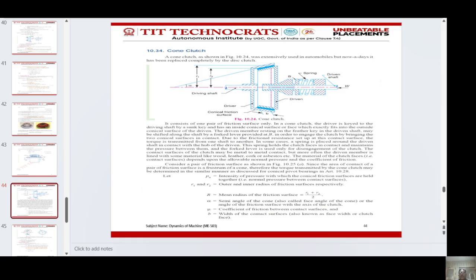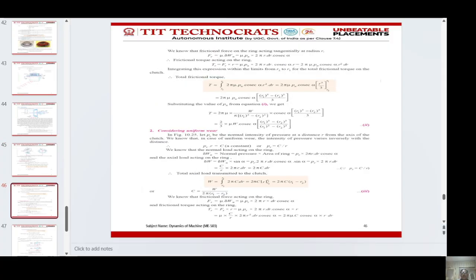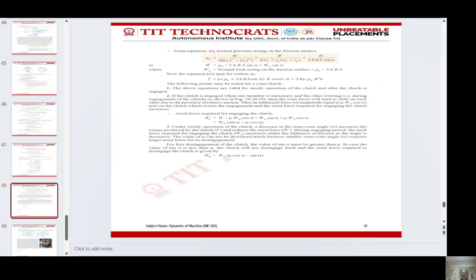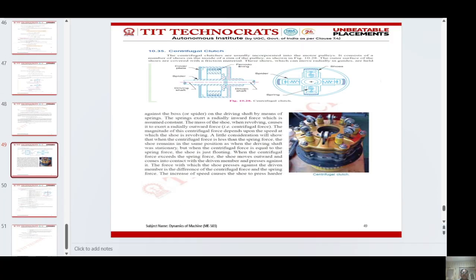Due to the friction resistance set up at the contact surface, the torque is transmitted from one shaft to the another shaft. This is the diagram of cone clutch and the derivations of the cone clutch.